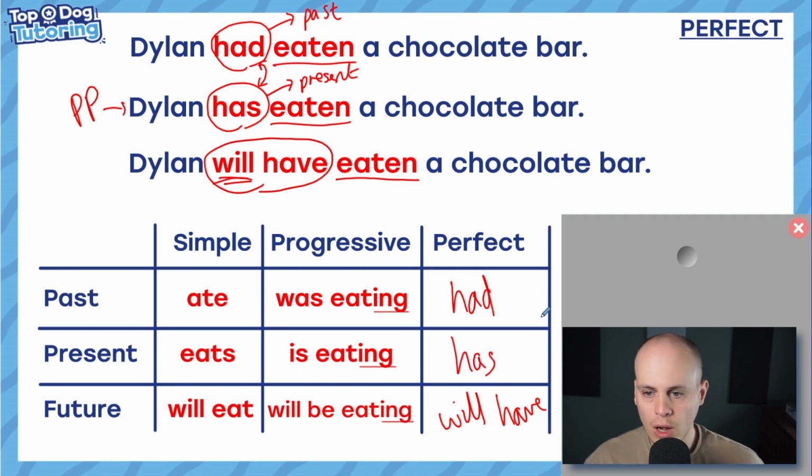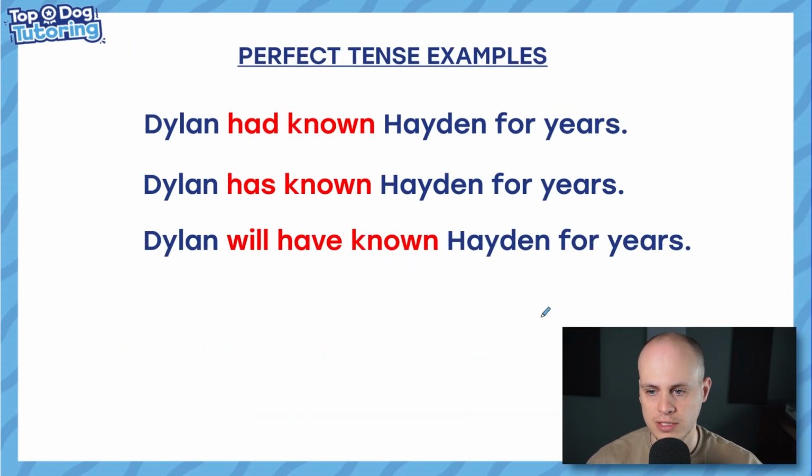Now, because I don't want you to be confused right now, I thought, okay, this is not a very nice example for really seeing the difference between past and present. So I've got another example for you where I think it's a little bit more obvious. So have a look at this one. I've got the sentence, and it's using the verb to know. Dylan had known Hayden for years, and Dylan has known Hayden for years.